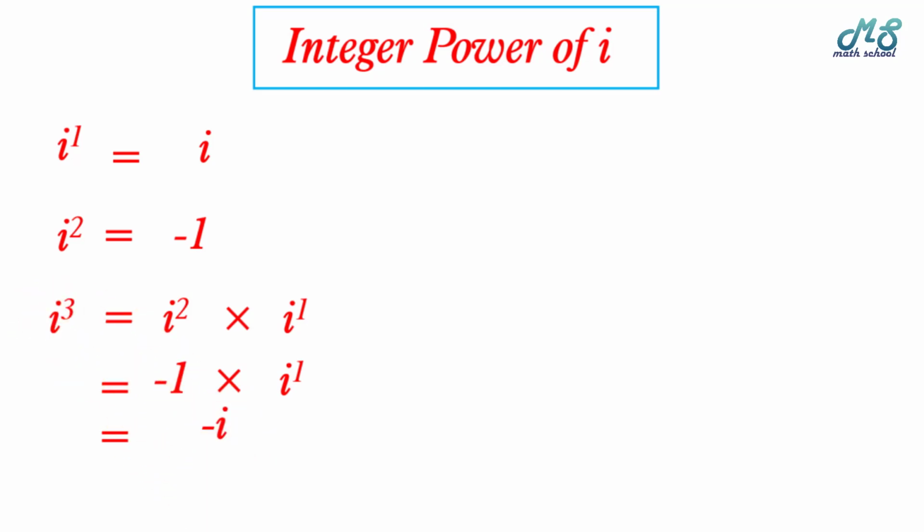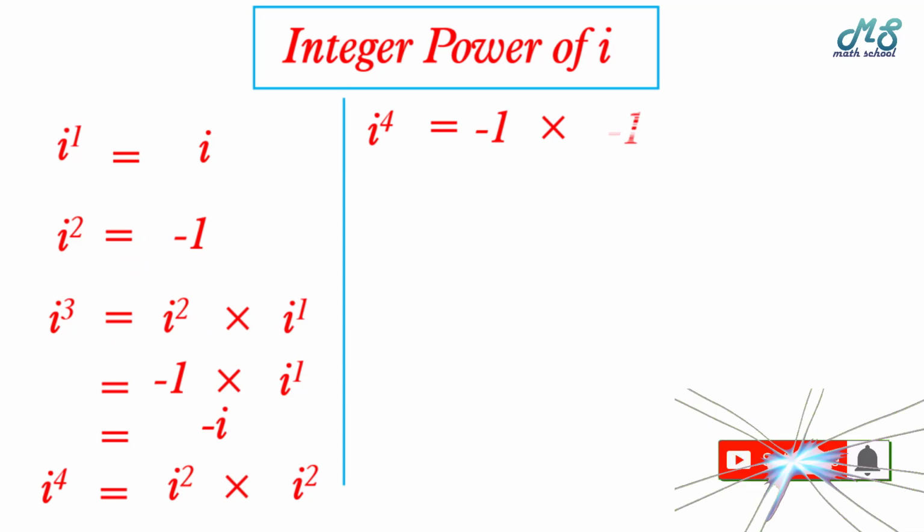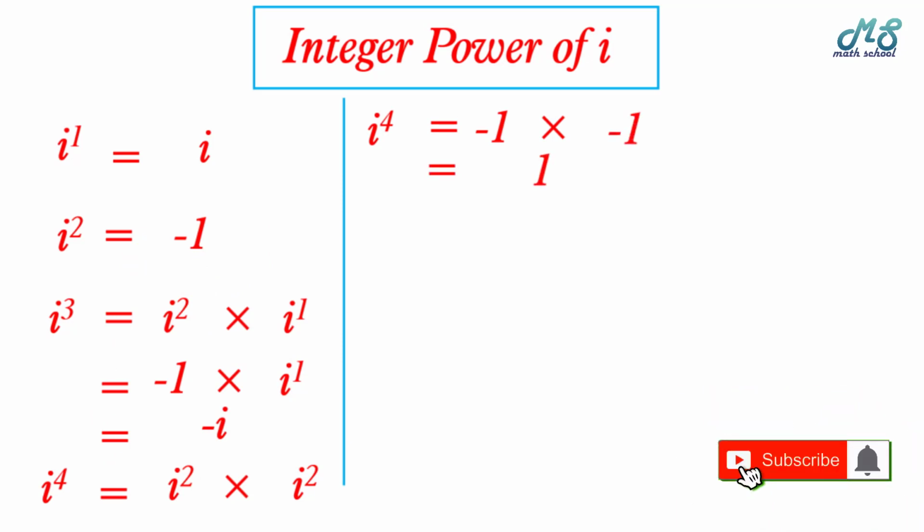So don't forget, i cubed equals -i in the simplest form. Now i raised to the power 4, we can write it by the same way as i squared times i squared. But i squared equals what? Equals 1. Or equals -1, sorry. So i raised to the power 4 equals -1 times -1 equals 1. Now, guys, i raised to the power 4 equals 1.